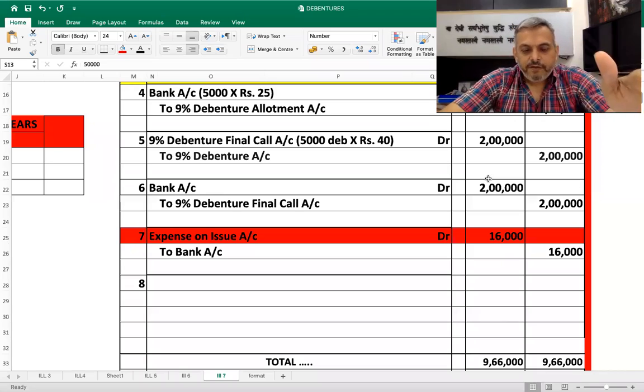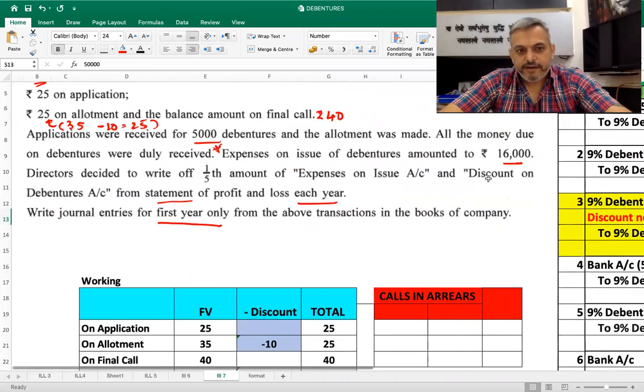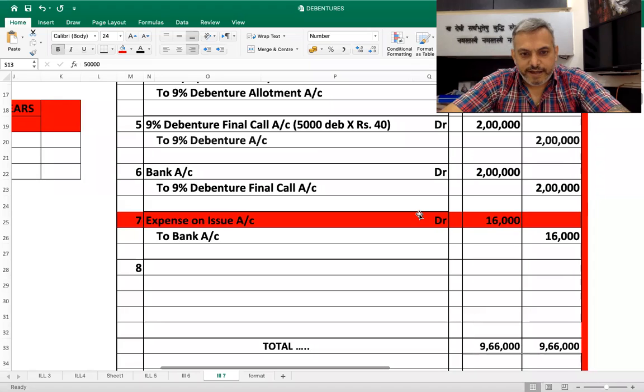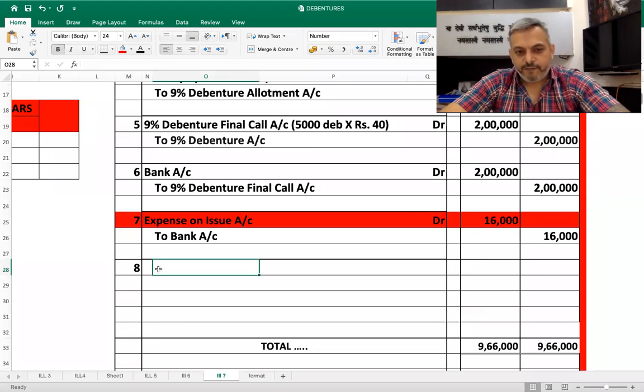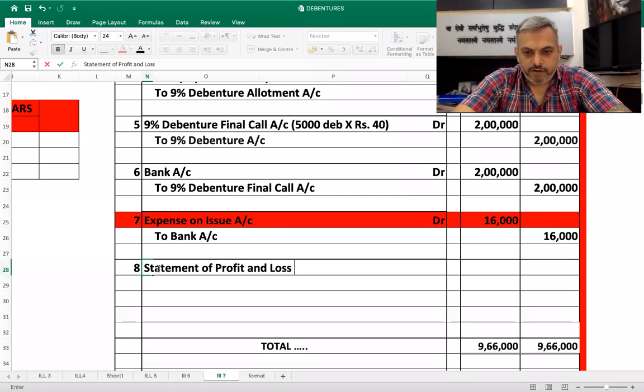Now, how much do we have to write off every year? Every year we have to write off 1/5 amount of expense on issue and discount on debenture from statement of profit and loss each year. So here we debit, instead of profit and loss, statement of profit and loss account debit.